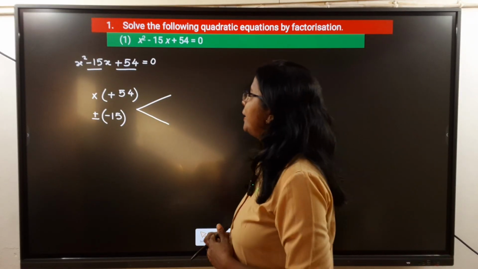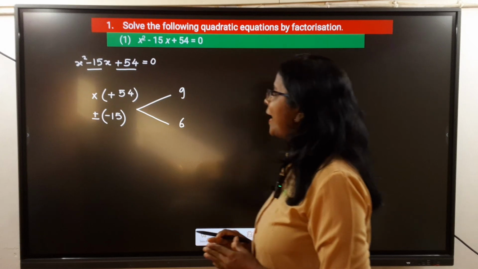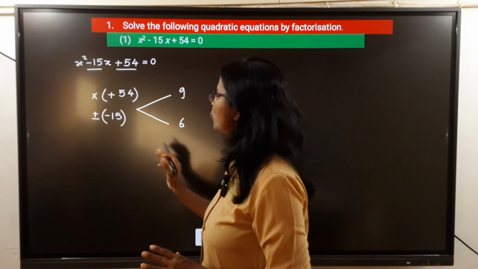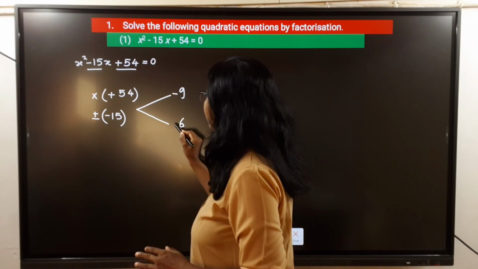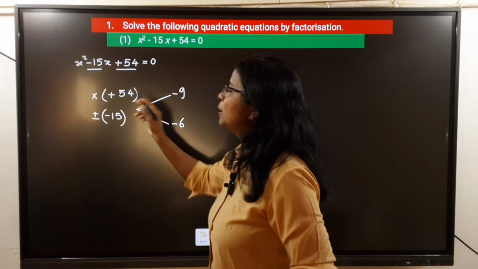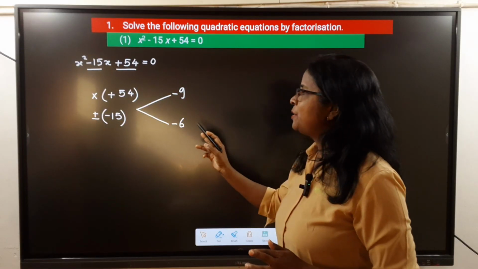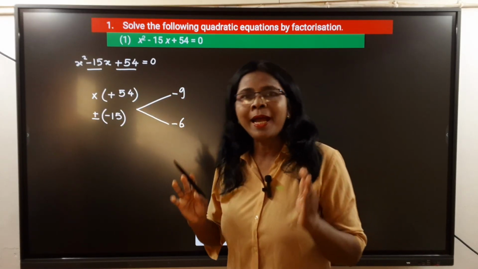So there are 9 6s are 54. Okay, and then the addition would be minus 15. So minus 9 minus 6, that means minus 15, and the product of these two will be positive 54. So that means these numbers satisfy both conditions at the same time.